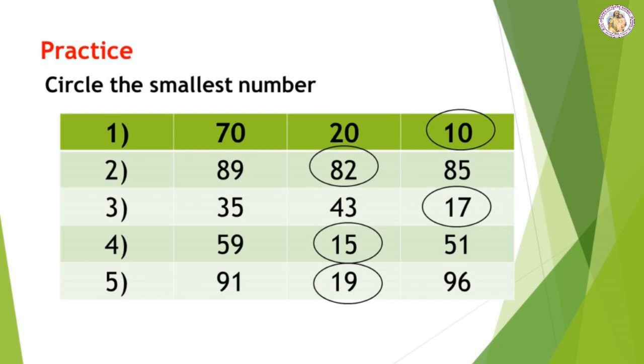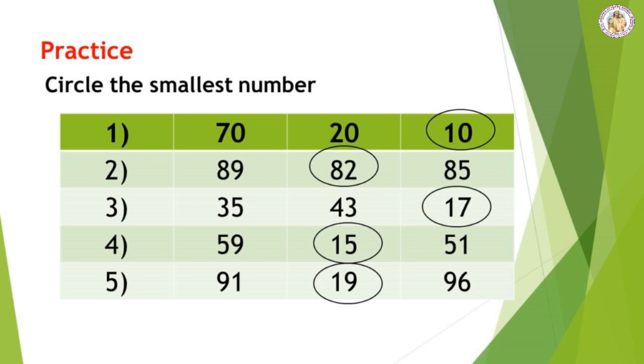And the third one is 35, 43 and 17. So first you have to see the tens place. In 35, 3 tens. And in 43, 4 tens are there. And in 17, only 1 ten is there. So which one is the smallest number? 17 is the smallest number.